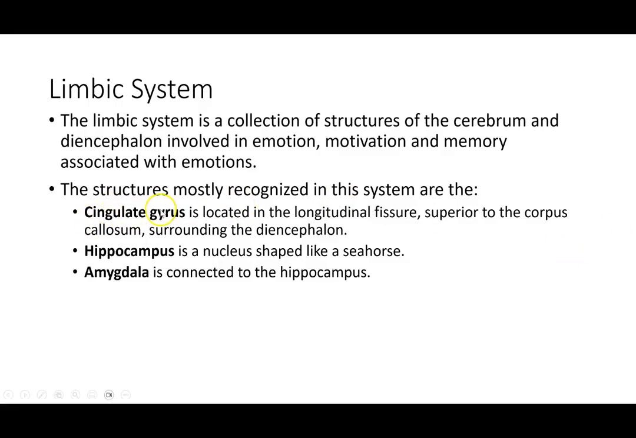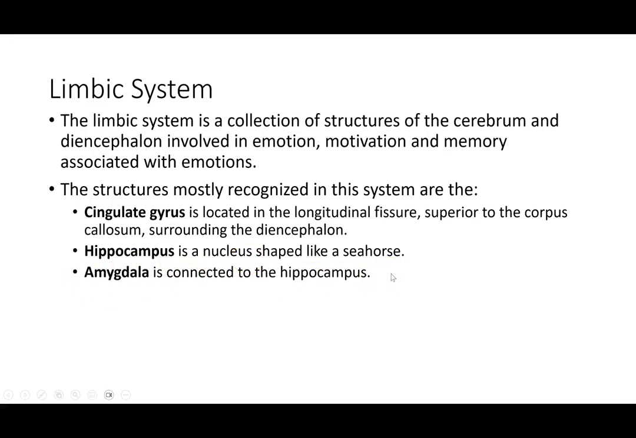The cingulate gyrus, this is located within the longitudinal fissure that's above the corpus callosum, so it'll kind of wrap around the diencephalon. Then we have the hippocampus. This is the nucleus that's shaped kind of like a seahorse. I'll show you an image here in a couple slides, but hippocampus does mean seahorse. And then the amygdala, which is connected into the hippocampus.